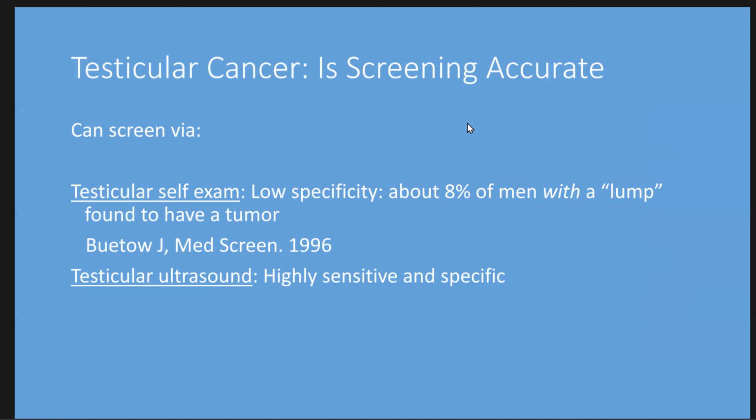Testicular cancer screening: we can screen for testicular cancer via testicular self-examination, but it has low specificity. About 8% of men with a lump are found to have a tumor. Testicular ultrasound is important, and it is highly sensitive and specific.